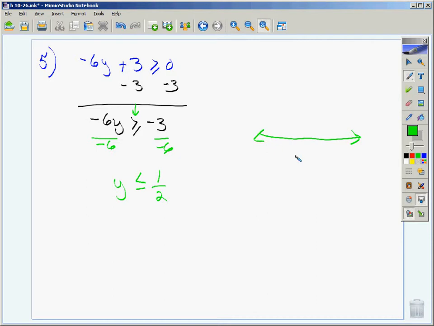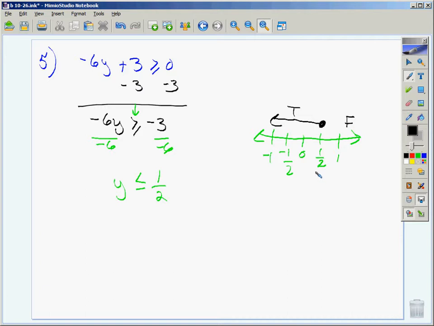Again, if I looked at it on a number line, this time, because it can be equal, it would be a filled-in circle on 1/2. It says it's getting smaller than, so it would be going this way. This side of the line would be true. Over here would be false.